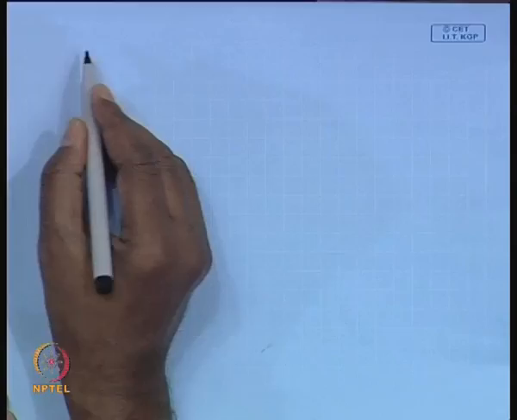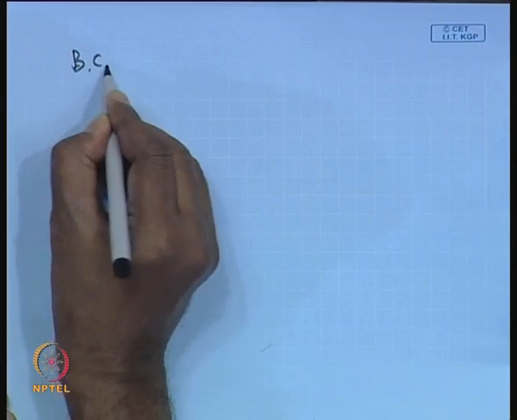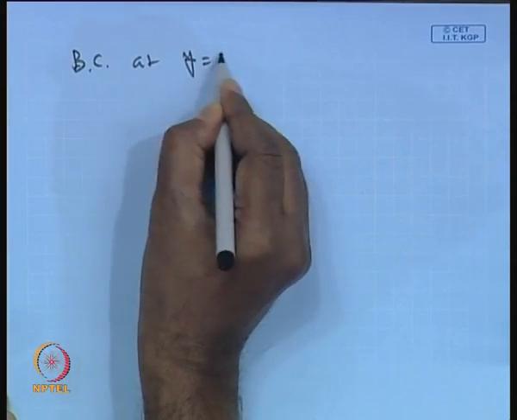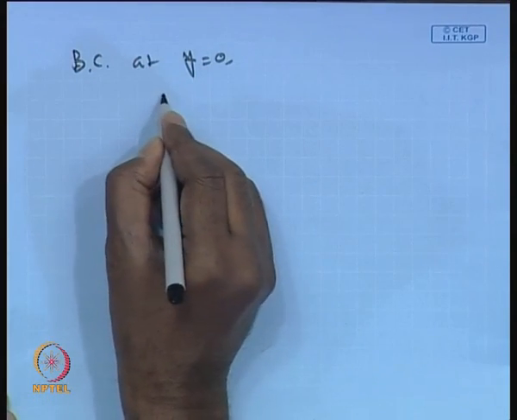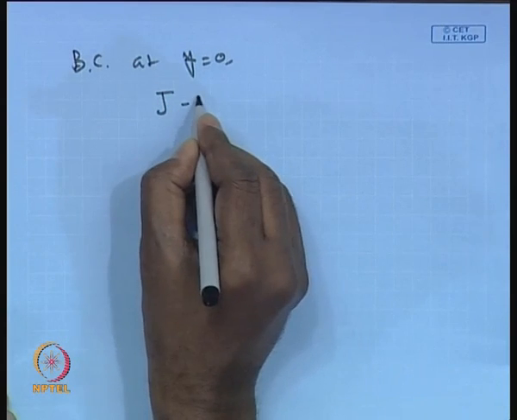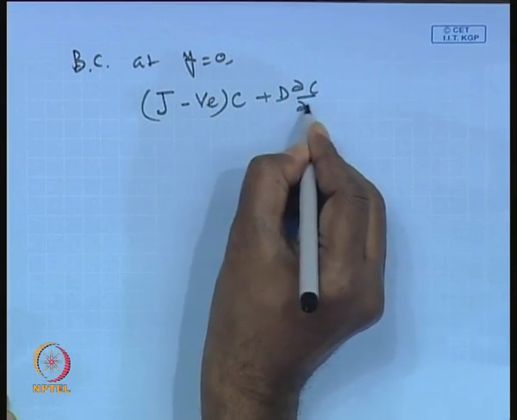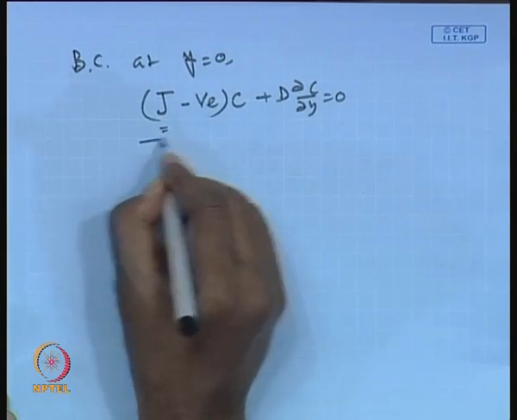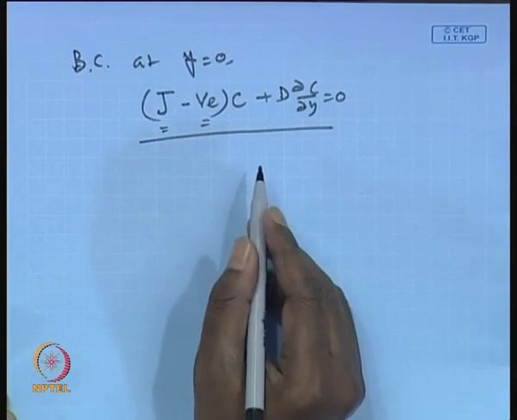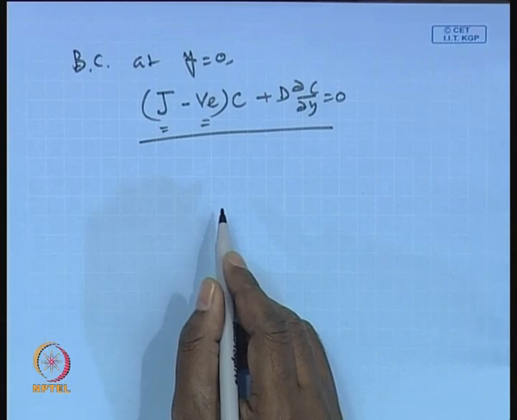Now, the boundary conditions will be changed. Which boundary condition will be changed? The boundary condition at y is equal to 0 will be changed, and in this case it will be J minus V e times C plus D del C del y. This is the change in the boundary condition that will occur in the case of osmotic pressure control filtration.